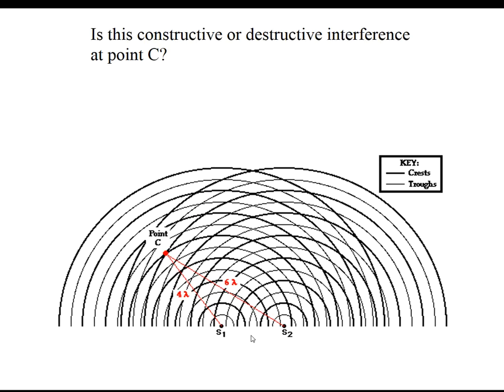So how about this point? Is this constructive or destructive interference? You can count here that the distance is 4 wavelengths. Can you do that? 1, 2, 3, 4. And how about the distance from S2 to point B? Can you confirm that it's 6 wavelengths? 1, 2, 3, 4, 5, 6. Yep. So is that going to be constructive or destructive? What do you think? I would say that looks like it's going to be constructive interference because it's an integer number of wavelengths, which means that you get a crest meeting a crest.